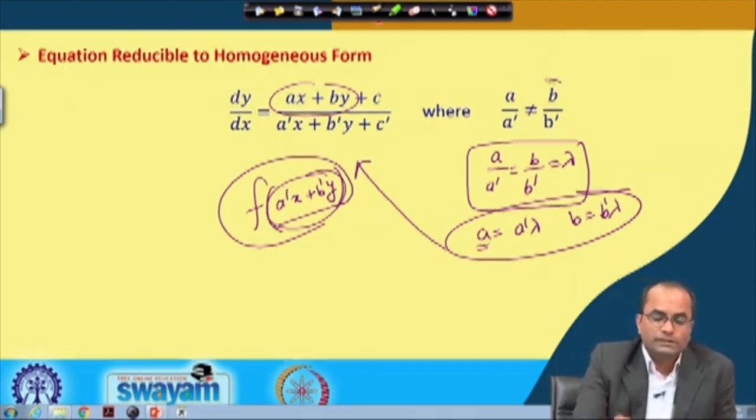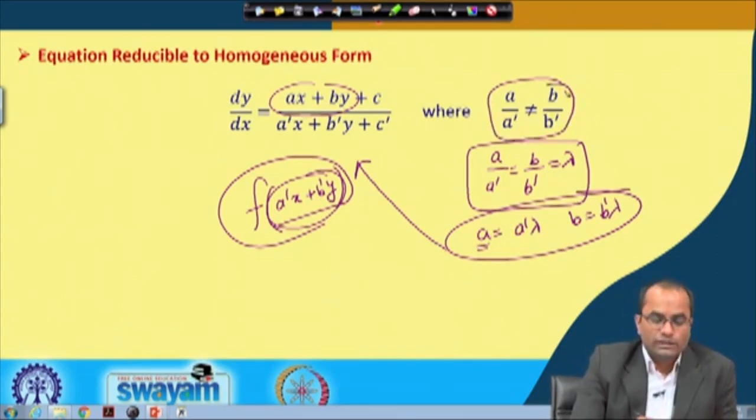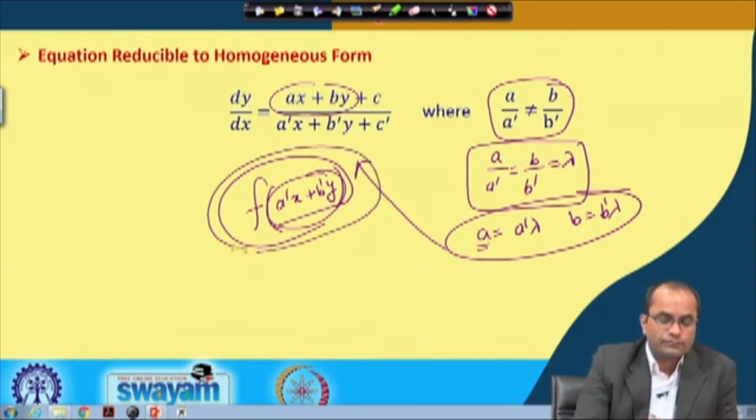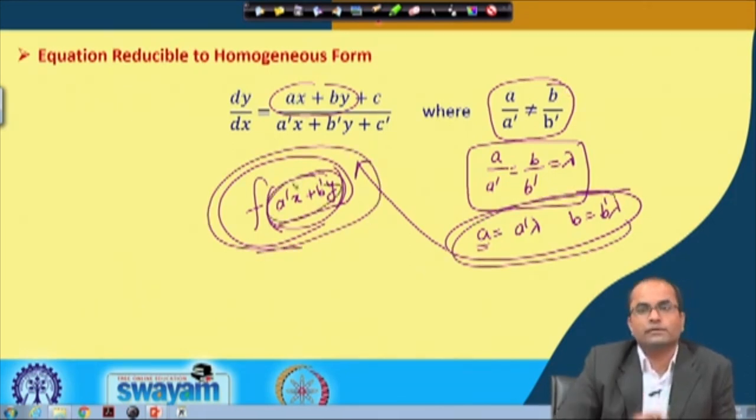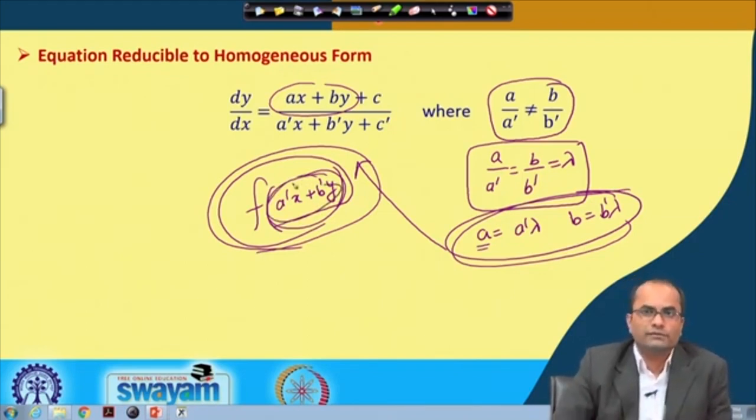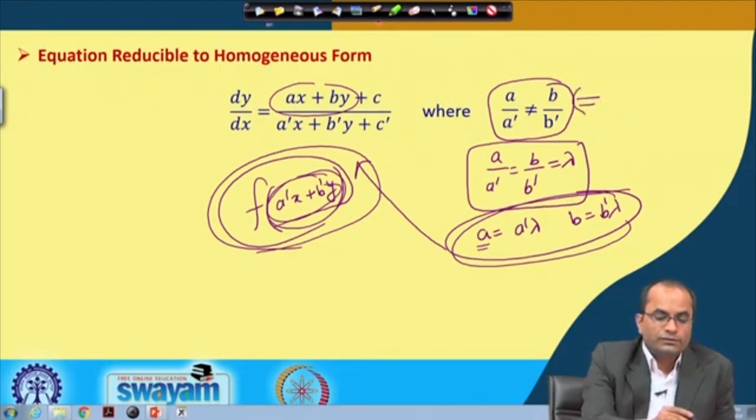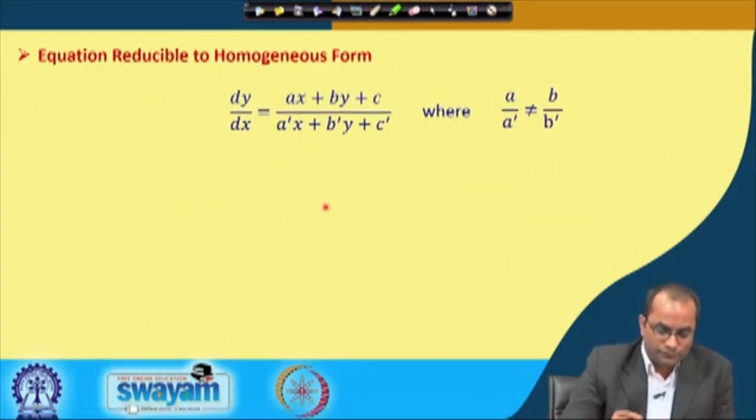But here the condition is given that a over a prime is not equal to b over b prime. Otherwise, by substituting we can reduce it to the separable form, and then solve it as we have done before for equations reducible to the separable form. But since this condition is given, we have to do a little more here.